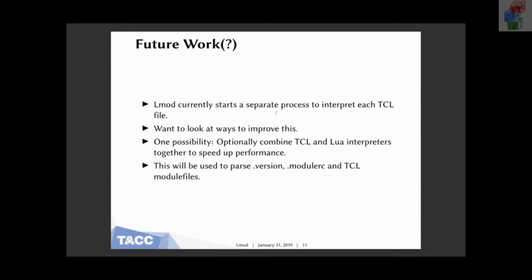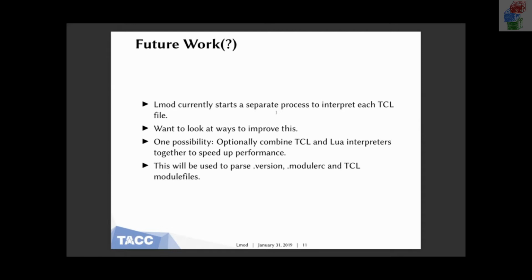So here's some ideas. This is actually a discussion with Xavier. One of the complaints is that if you have many TCL files, .version files, or .modulerc files in your module tree, and they're written in TCL, then every time Lmod sets up an interpreter for each TCL file. I want to look to see if there are ways to improve the speed of this.